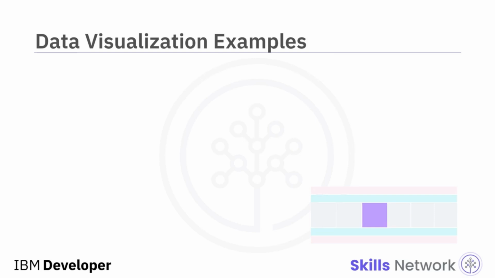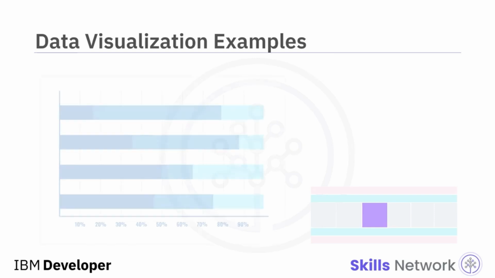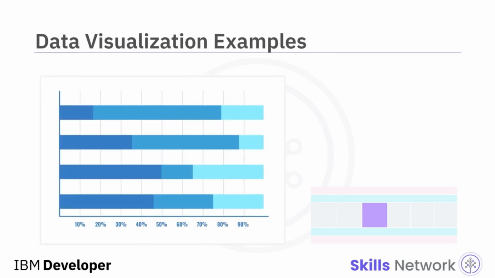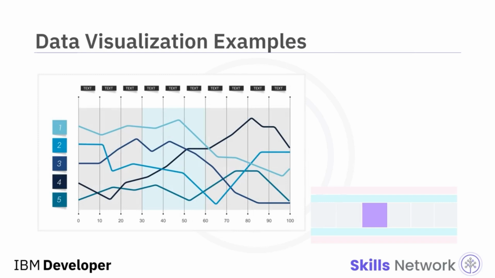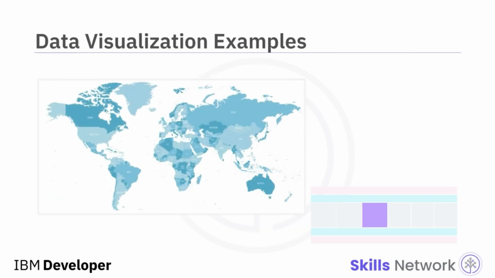Various forms of data visualizations include a bar chart, which compares the size of each component, a tree map, which displays hierarchy data, a line chart, which plots a series of data points over time, and a map chart, which displays data by location. Map charts can also be applied to other locations, like websites.